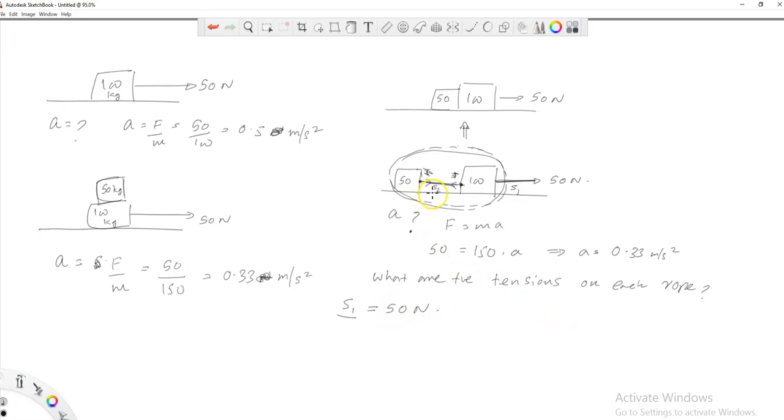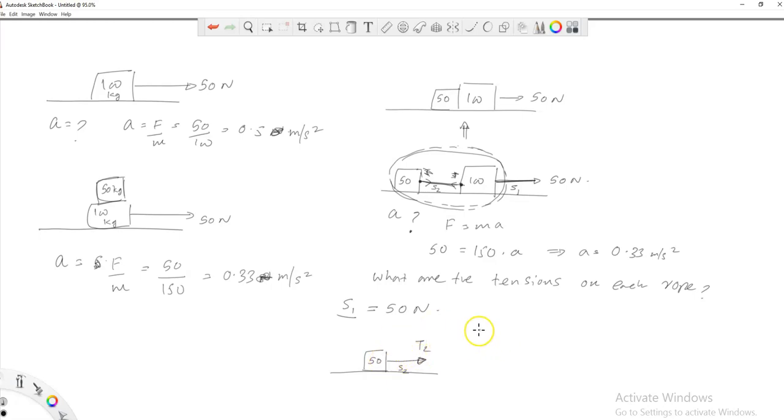What about the tension on S2? The tension on the small box, is it still 50 or is it something else, something bigger, smaller? How do we do that? For that, we're going to consider only the small box, 50 kilograms. There's a pulling force. This is our S2 string, and this pulling force, I'm going to call it T2, tension 2.